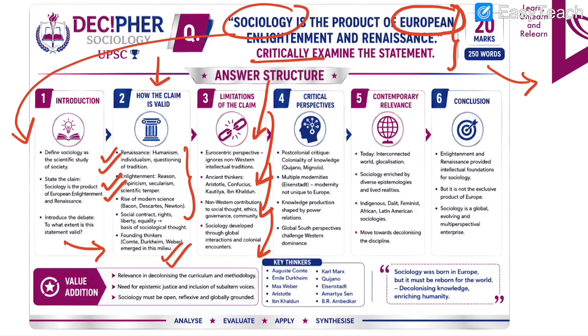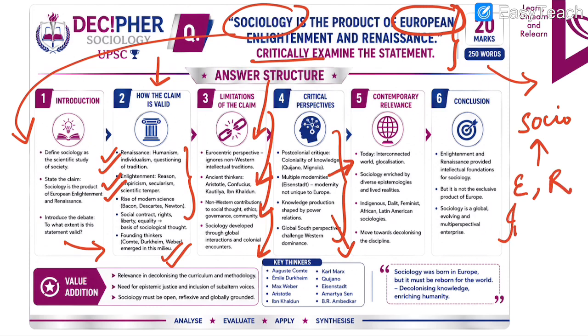And once again, critical perspectives, here you can write about thinkers, examples, because when we say that sociology is a product of enlightenment and renaissance, we are mainly talking about the intellectual aspect, right. And when we are talking about the intellectual aspect, and if we say it is only restricted to Europe, that means it is again a Eurocentric view. So, this would be incorrect.